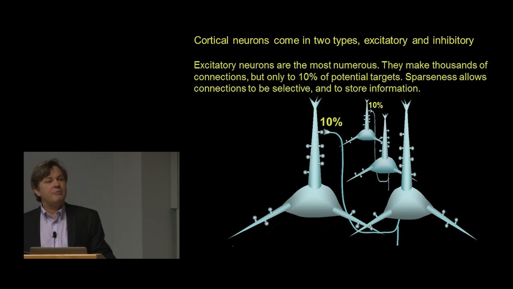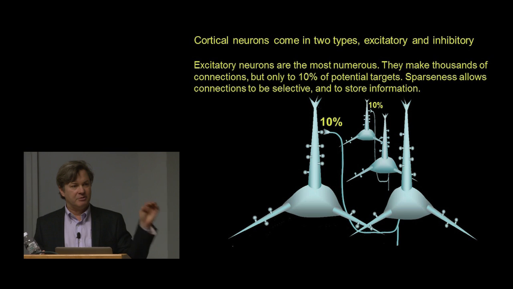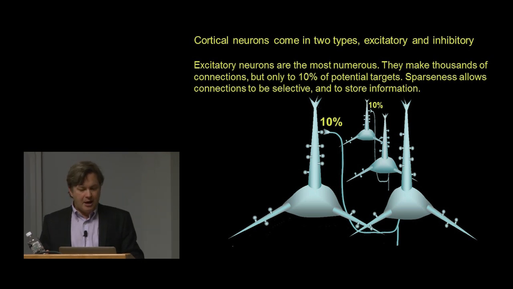But they connect only with 10% of their potential targets if we're talking about cortical inputs, excitatory inputs to other local excitatory neurons. And that's a very well-known fact from a number of different types of information, predominantly physiological studies of recordings and slices. And I want to go beyond that simple observation to make a point that others have made, certainly, that sparseness allows connections to be selective, and therefore selective connectivity is a wonderful substrate for the storage of information.